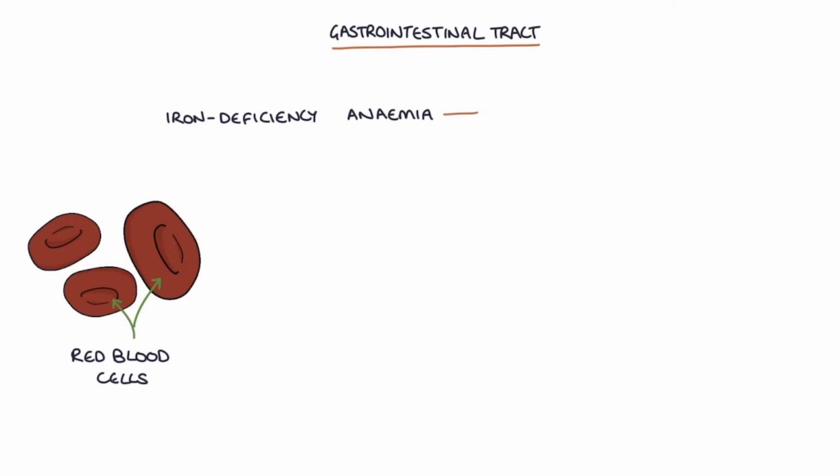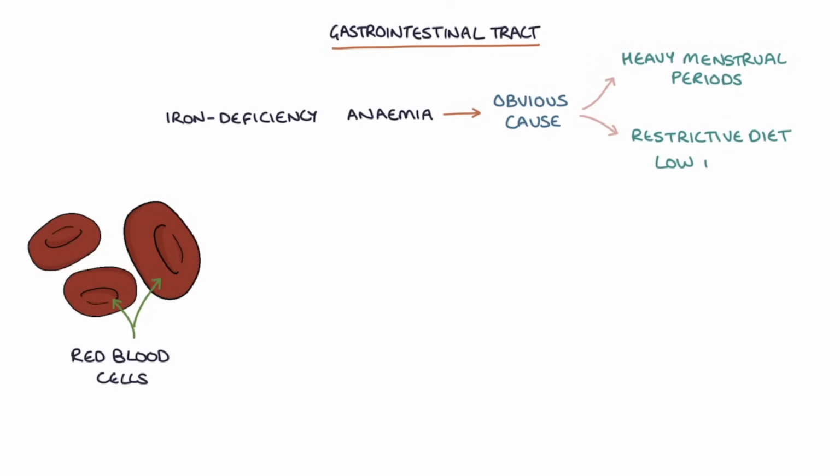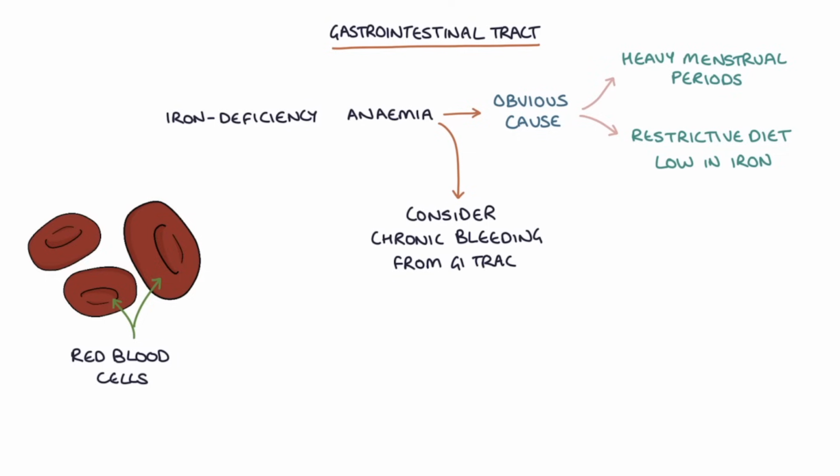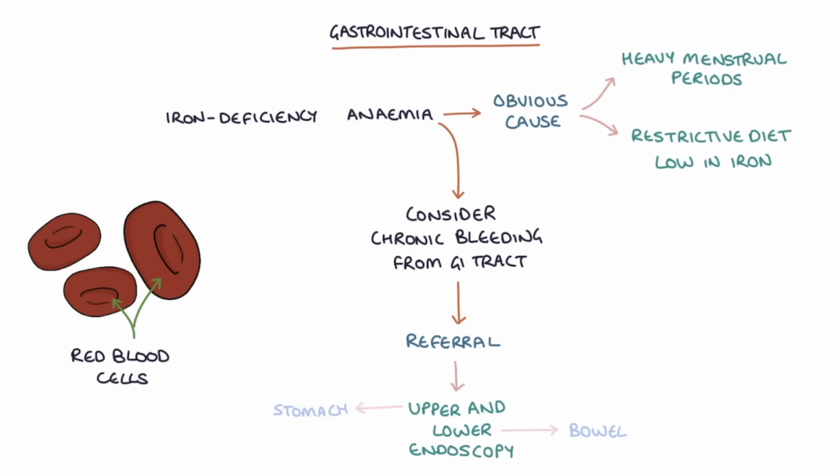In someone with iron deficiency anemia without an obvious cause, such as heavy menstrual periods or a restrictive diet low in iron, the next step is to consider whether they may have chronic bleeding from their gastrointestinal tract, and consider a referral for an upper and lower endoscopy to look at the stomach and the bowel, looking for sources of bleeding.